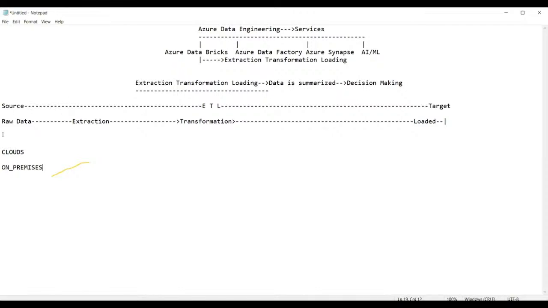Okay, so first of all, let us try to understand what is cloud. Azure data engineering is cloud-based data engineering. Am I right? So now guys, let us try to understand first of all what is a cloud and what is on-premises. Let us first understand what is a cloud basically.